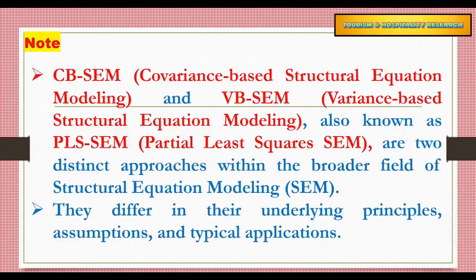CB-SEM or covariance based structural equation modeling and VB-SEM, that is variance based structural equation modeling, is also known as PLS-SEM, that is partial least squares SEM. They are two distinct approaches within the broader field of SEM. They differ in their underlying principles, assumptions, and typical applications.